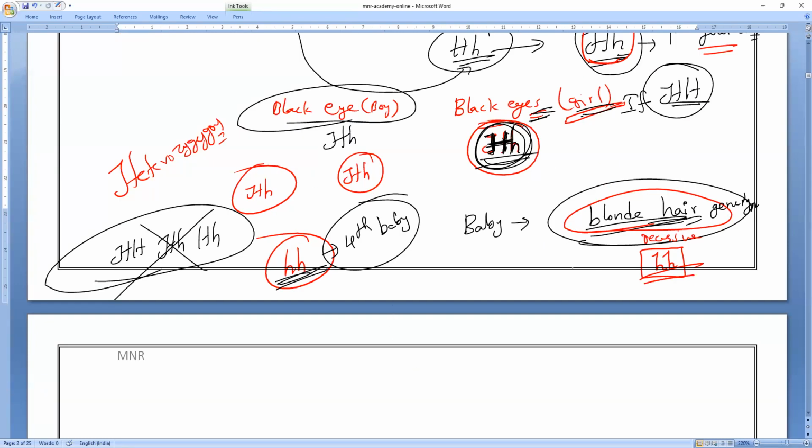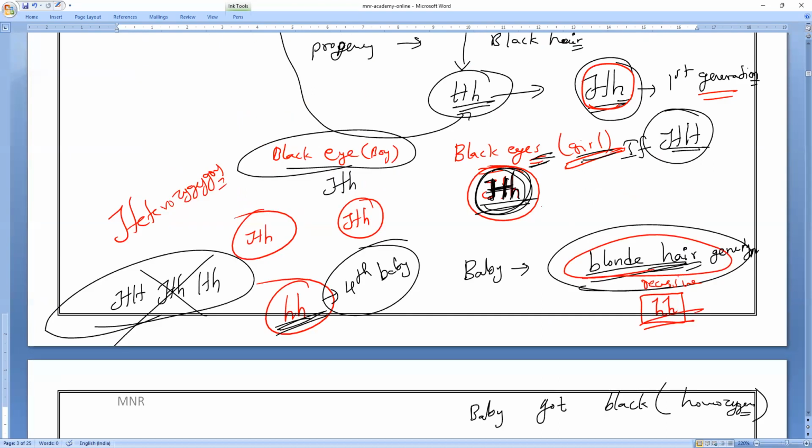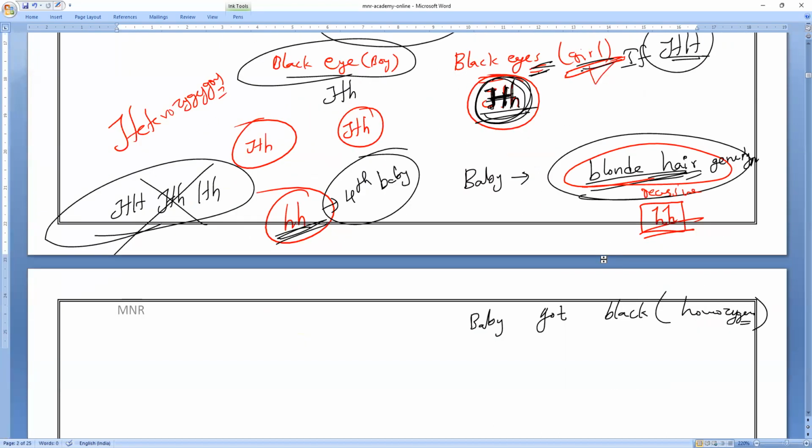Now, the baby got black hair, but it is a homozygous genotype. Now, what are the possibilities of the genotype of the mother? That is the girl. She got the baby. A baby got black, means homozygous black. So can you tell me what is that?